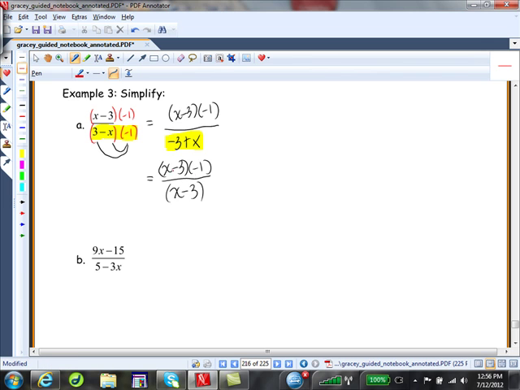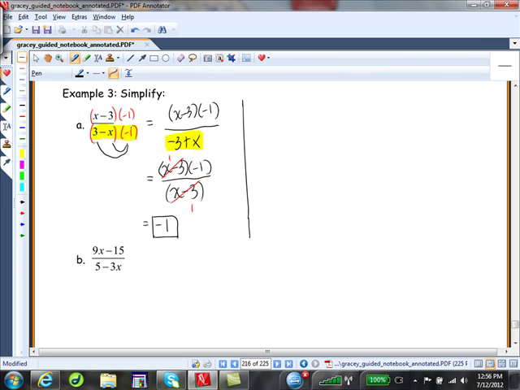So now I can divide out the x minus 3's, and at the end of the day, it simplifies to be -1. Okay, alternate way to work a problem like this.